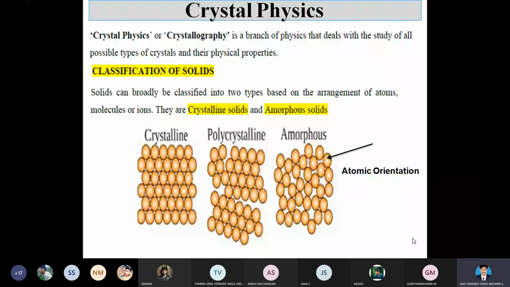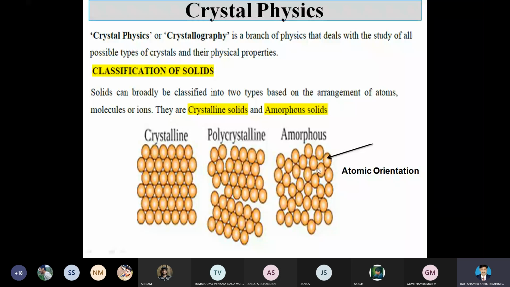We can distinguish the difference from this figure. In the crystalline one, we can see that the atoms are oriented in a regular manner. Not only the orientation, but also the size of the atom is common. So when the atoms are oriented in a regular manner, when we have a single type of atom, and when the shape and size of the atom do not vary, then such a crystal is called a pure crystal, a crystalline crystal.